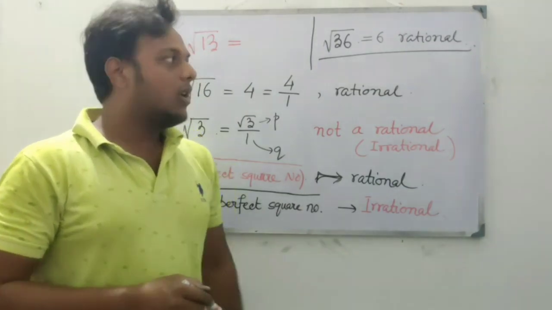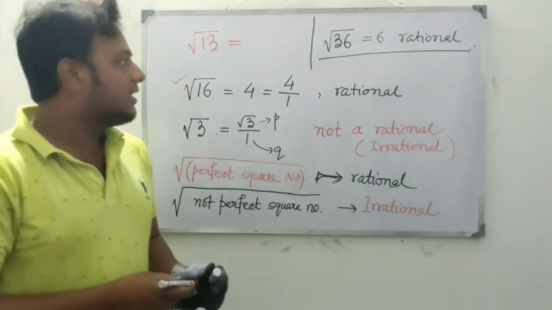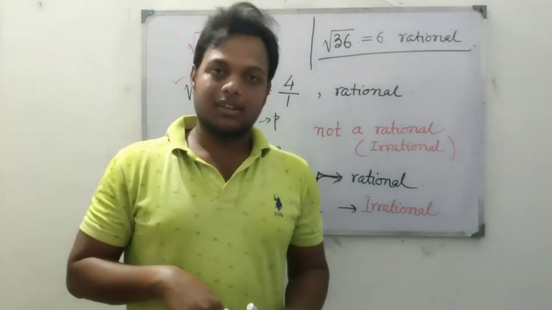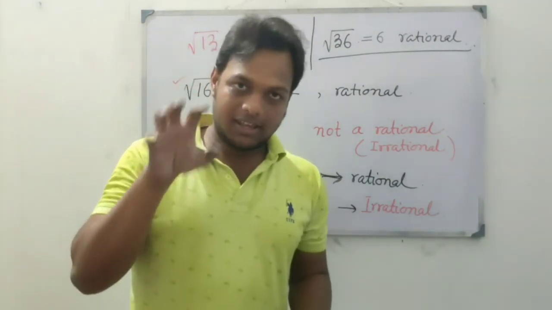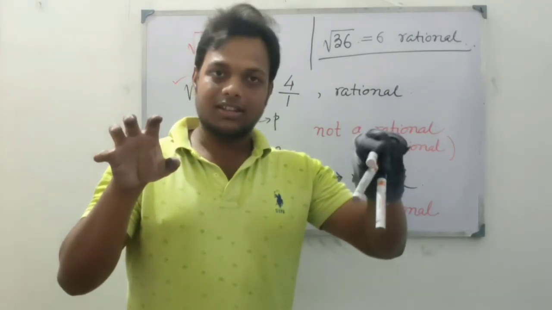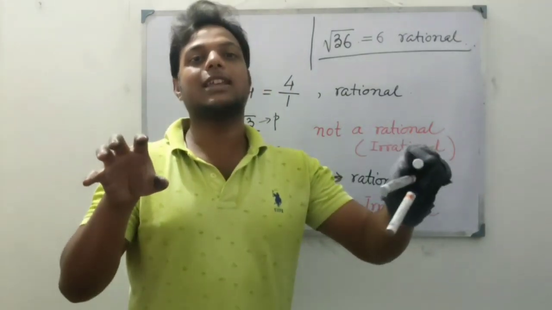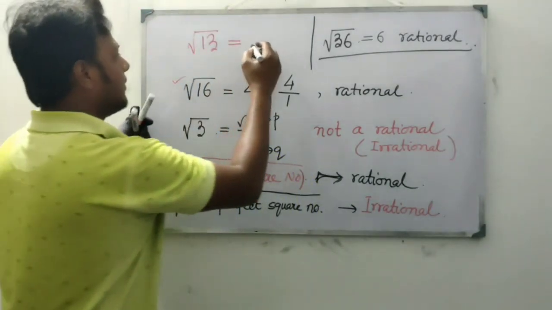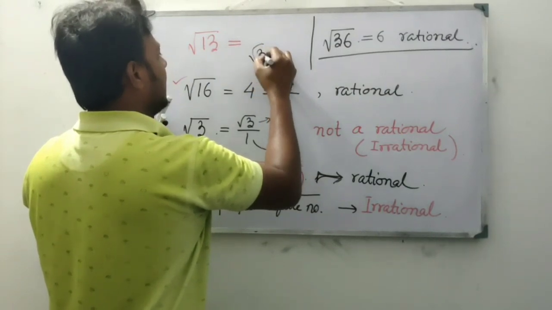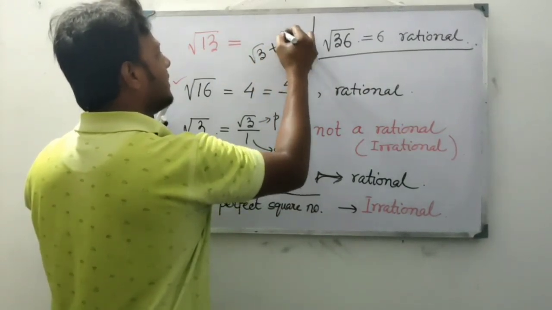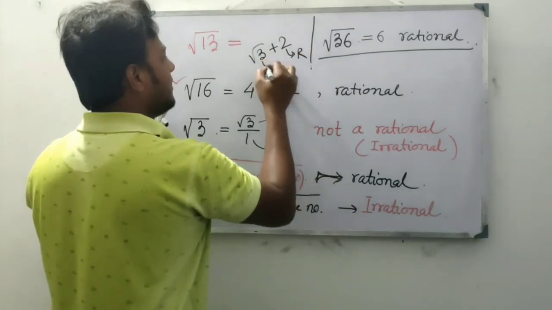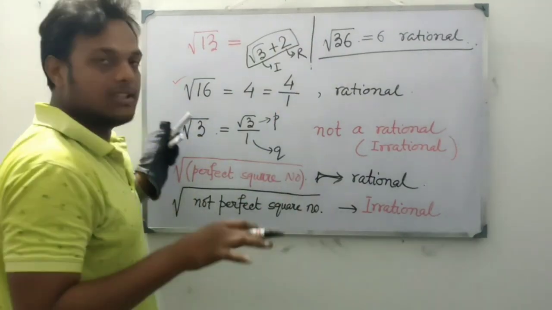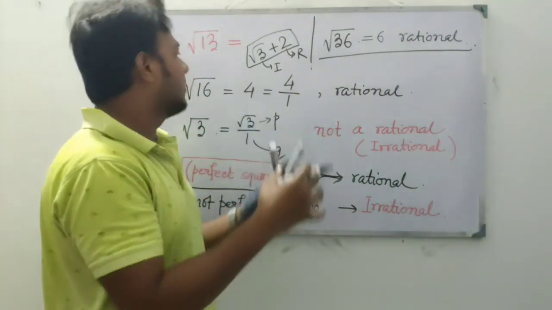Is it clear? And one very important property is that the sum of rationals is rational, and the sum of irrationals is irrational. If you consider a rational number and another one irrational, then rational plus irrational itself is irrational. Suppose root 3 is irrational, and 2 is rational. So ultimately, root 3 plus 2 is also a number.